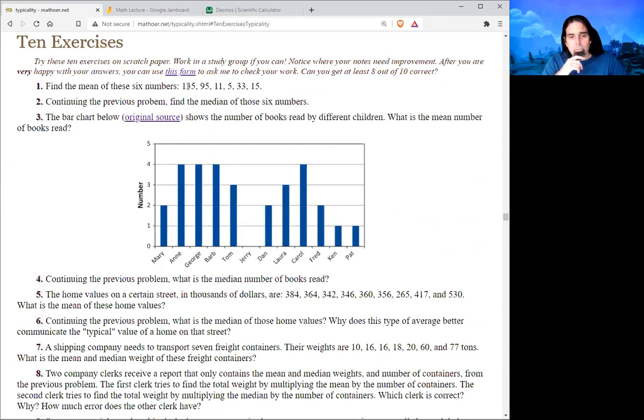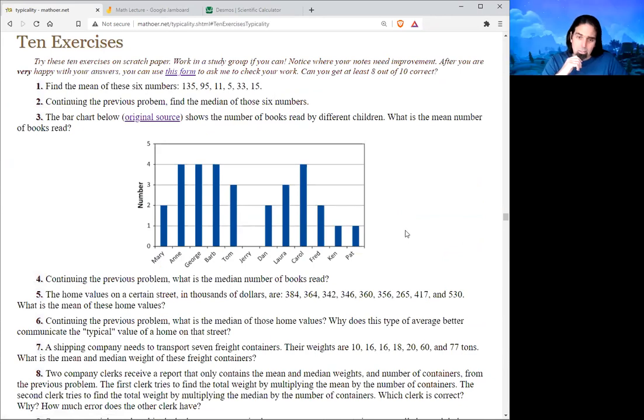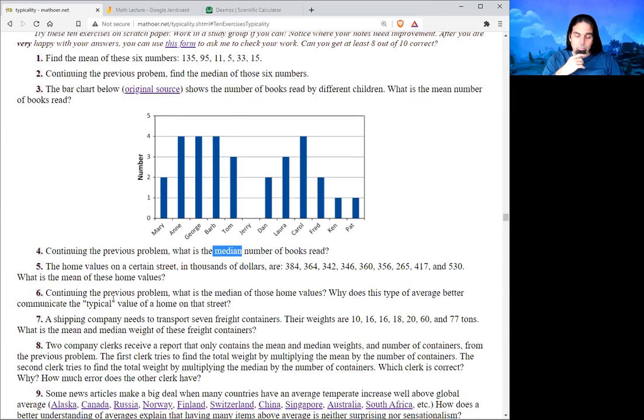So find the mean of 6 numbers and the median of them, add them up and divide by how many, or sort them and find the middle. Here is how many books different children read. Can you find the mean of this chart? It's different from a chart than just when you have a list of numbers. And then the median also. Once you have the numbers off the chart, put them in order.